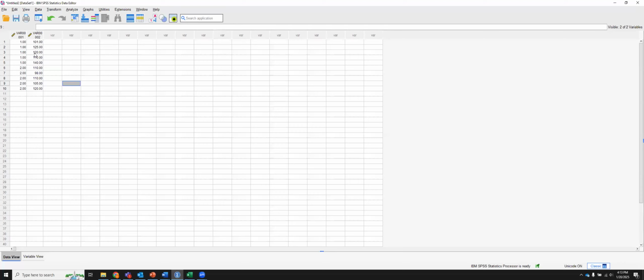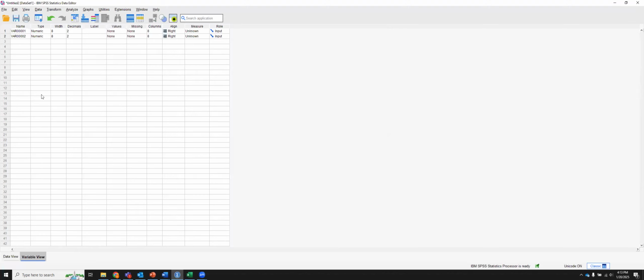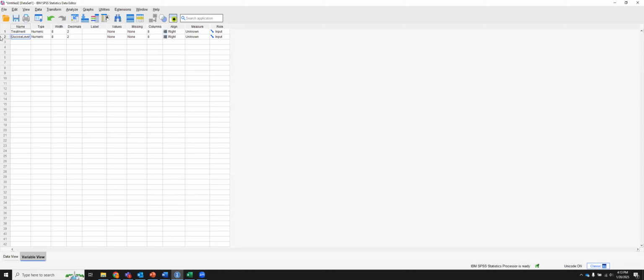The first thing is to copy the data over. So we have group 1, group 2, and their glucose level. You can modify this. Group 1 we call treatment, and group 2 we can call glucose level. Of course, for this one, we can change the values: group 1 is placebo, and group 2 is metformin.